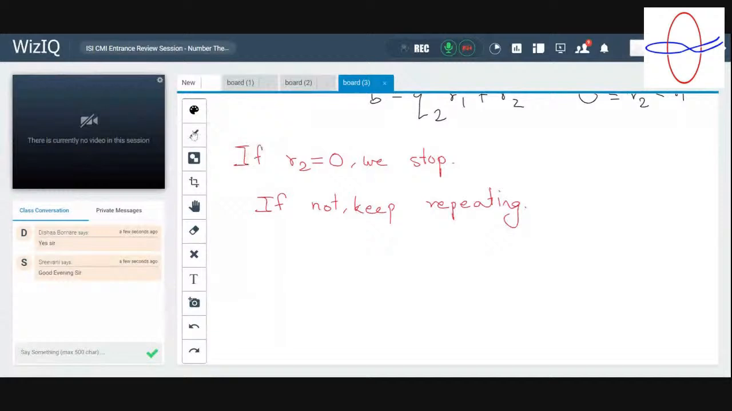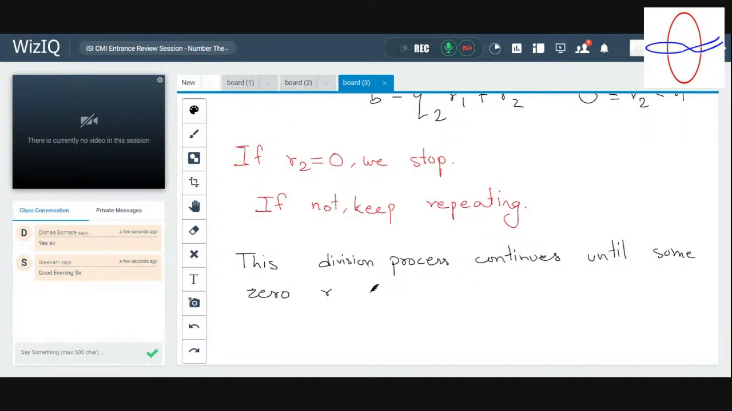And as soon as you do, you immediately know. So why do you know that this division terminates, that this leads to a 0 remainder at some stage? This terminates because this division process continues until some 0 remainder appears.